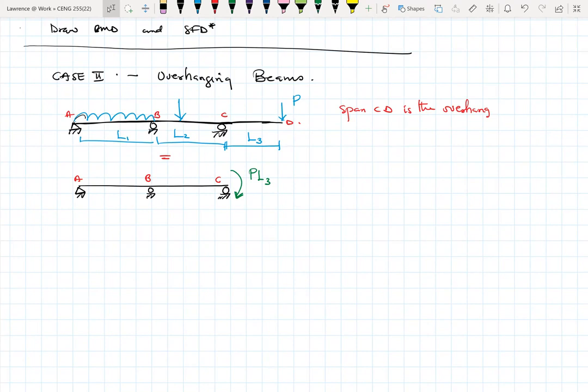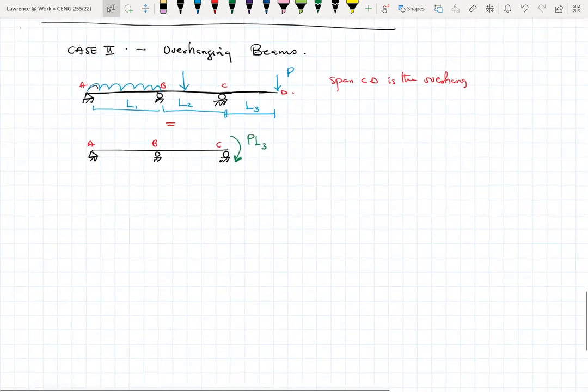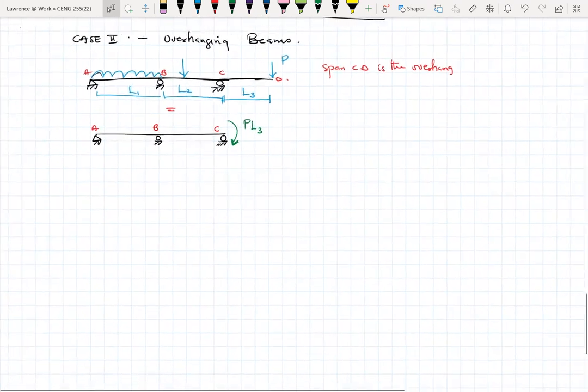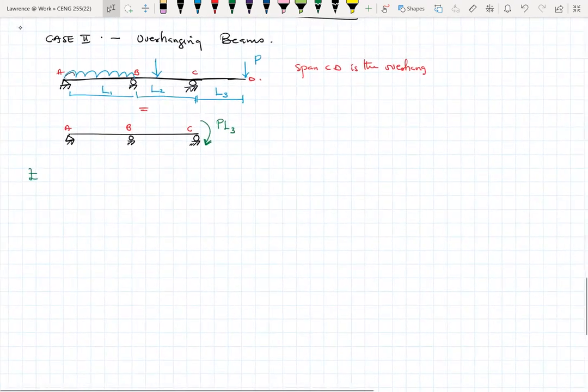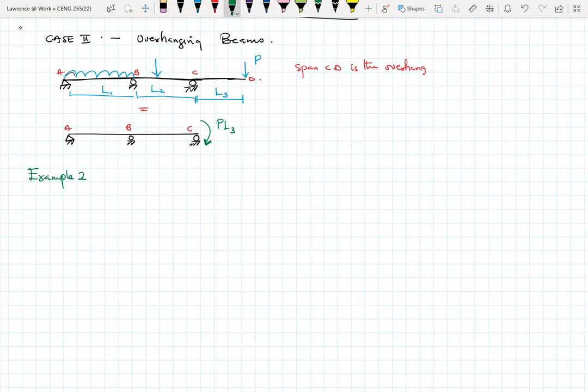So I can use this approach in solving beams that do have overhangs. Okay. Now let's look at an example, so maybe that'll help us to appreciate. Let's call this example 2. I'll do it in such a way that I have both a fixed support and an overhang so that we can do more than one item.